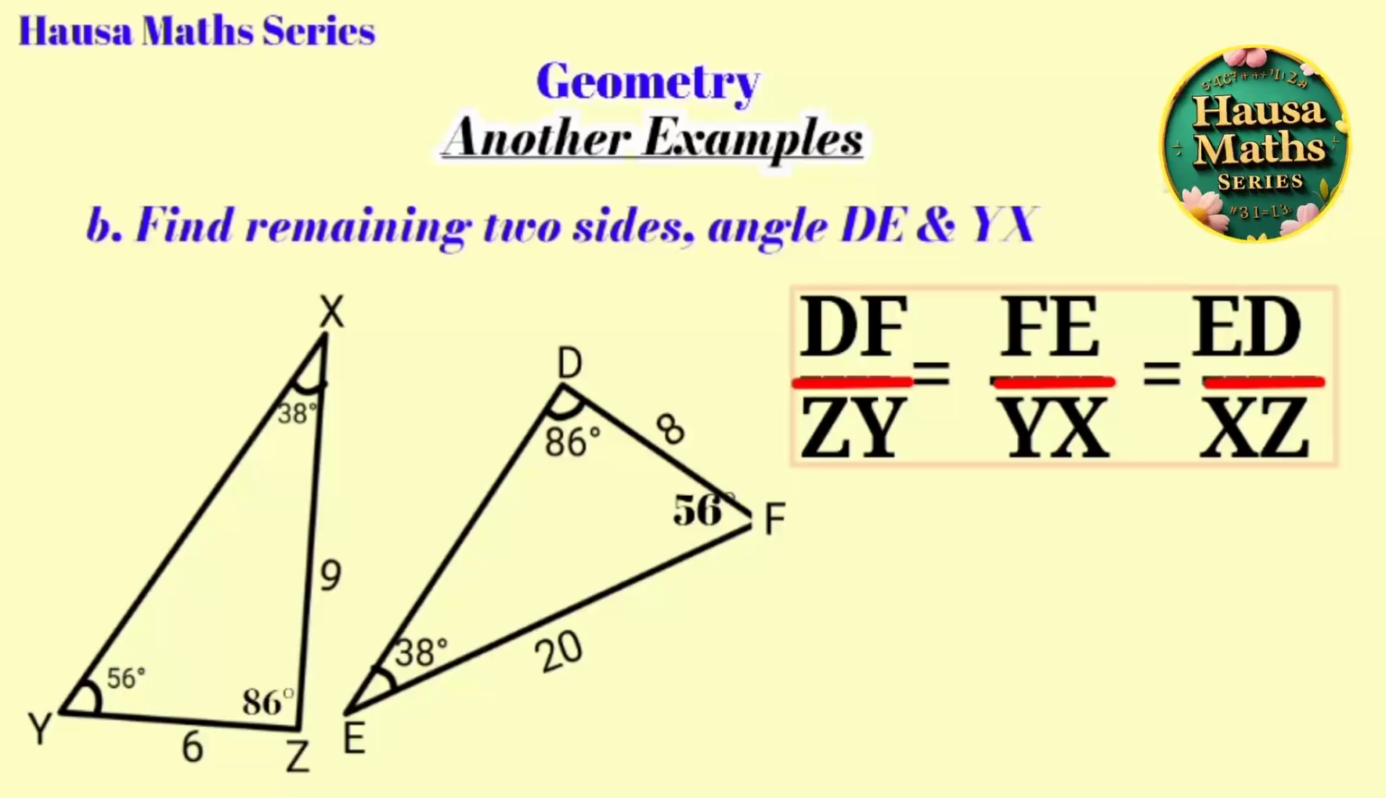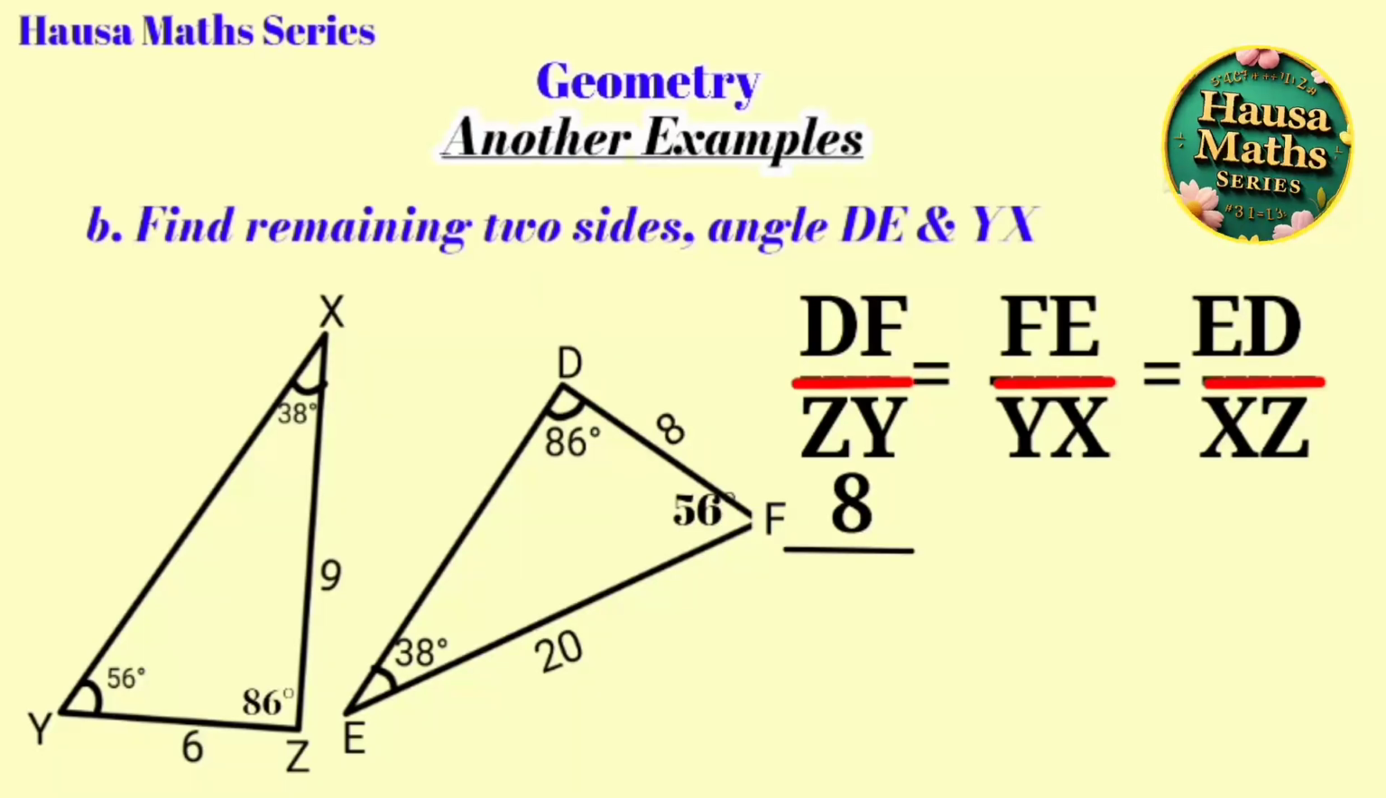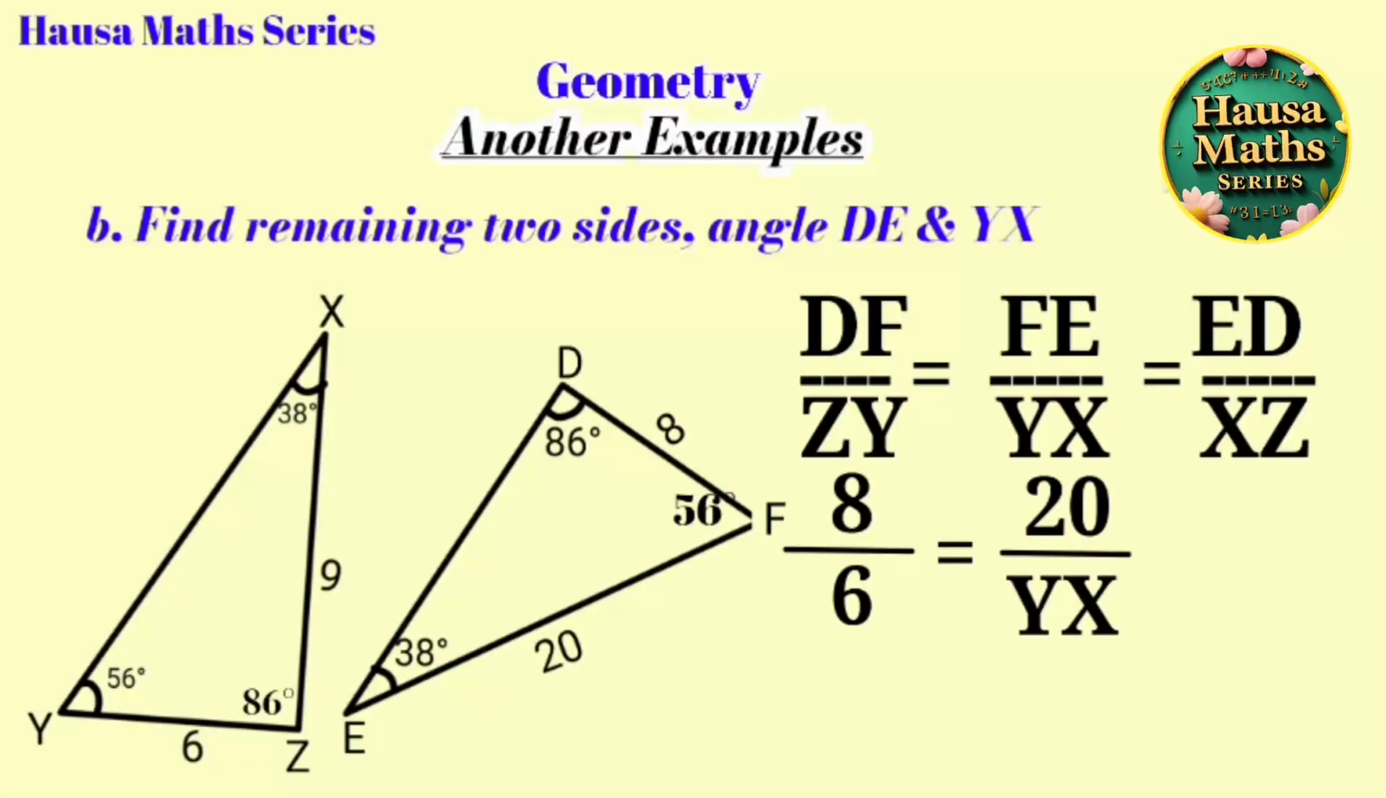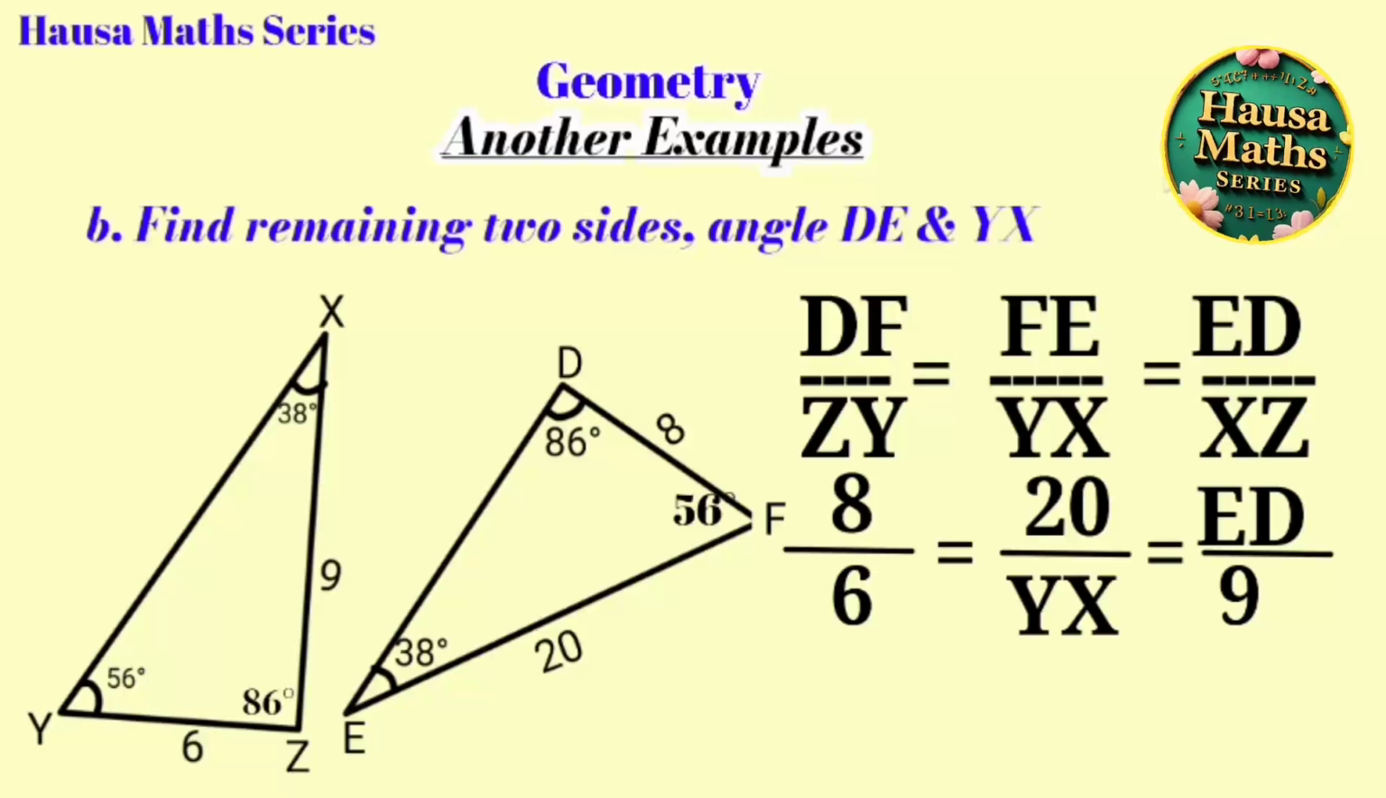Therefore we say DF divided by YZ is the same as FE divided by YX, and they are equal to ED divided by XZ. Now we have the value of DF as 8 and the value of ZY as 6 centimeters. Side FE is 20, we don't have YX, but side XZ is 9 centimeters. Now we are going to cross multiply. We have 8 over 6 equals 20 divided by YX.